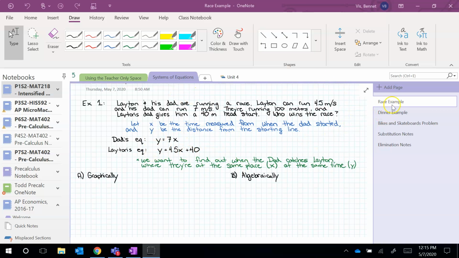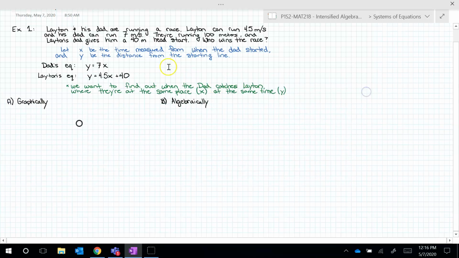So we're going to look at a few different examples. I'll probably make them each a different video. But we're going to start with this very first example, this race example.